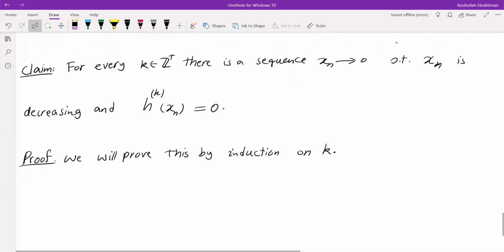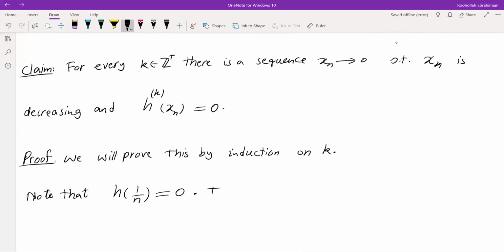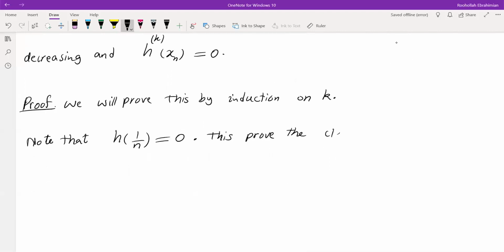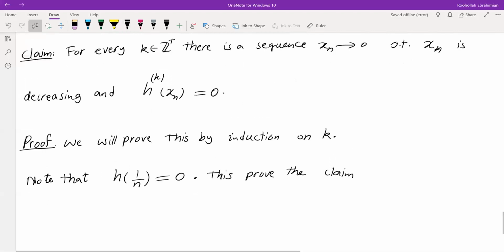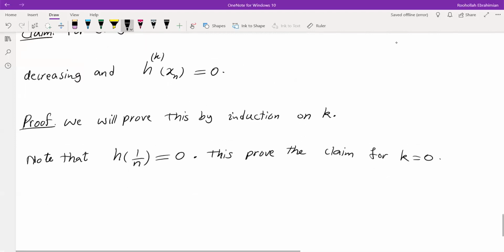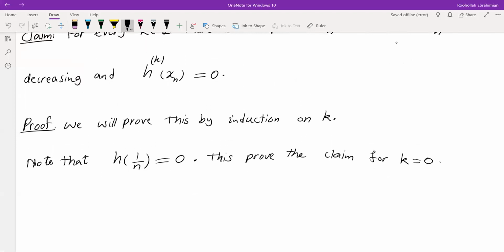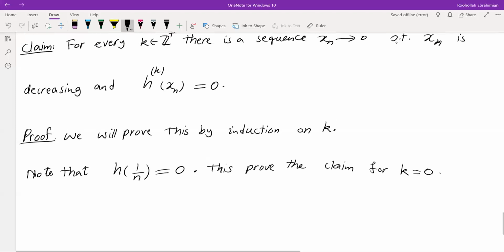Okay. So note that h of 1 over n is equal to 0. This proves the claim for essentially k equals 0. It's basically the 0th derivative, which is the function itself. So we proved it for the basis step.